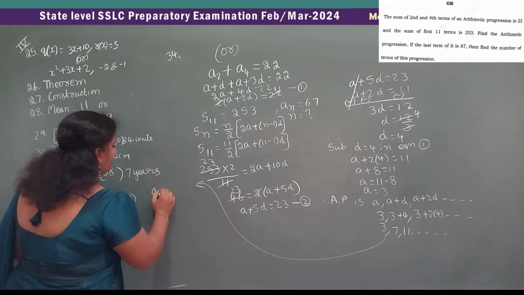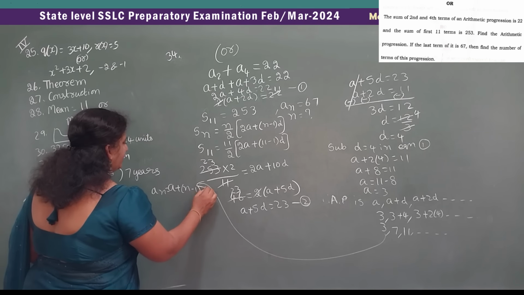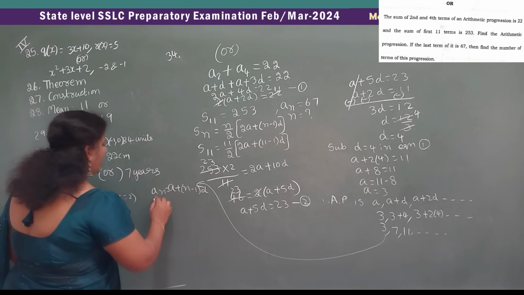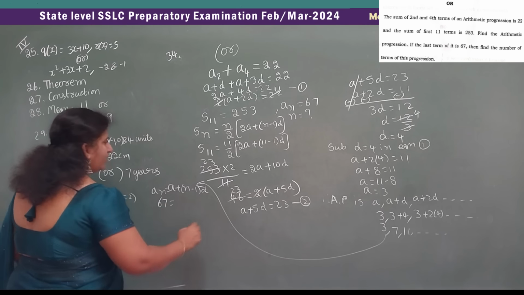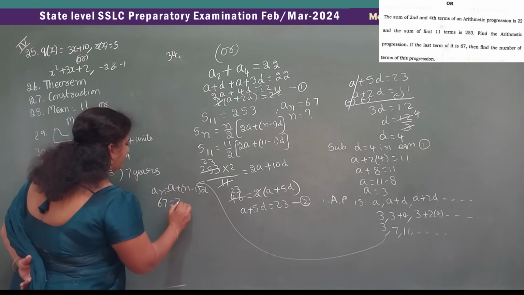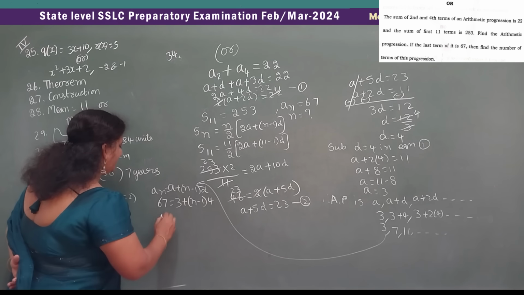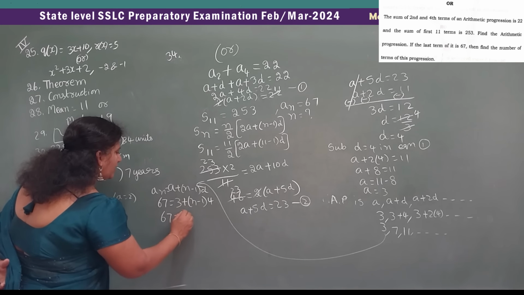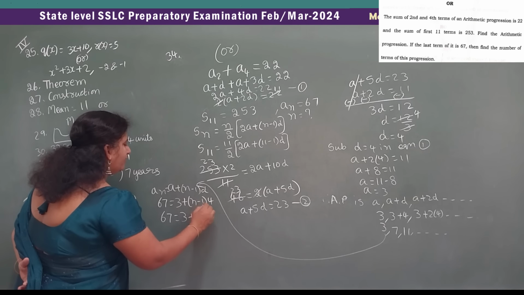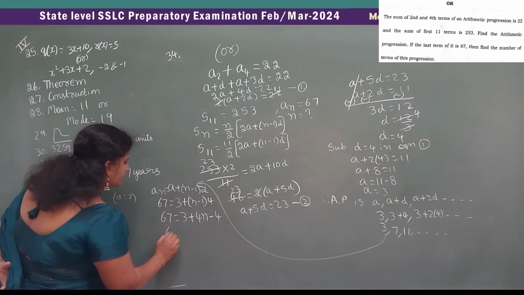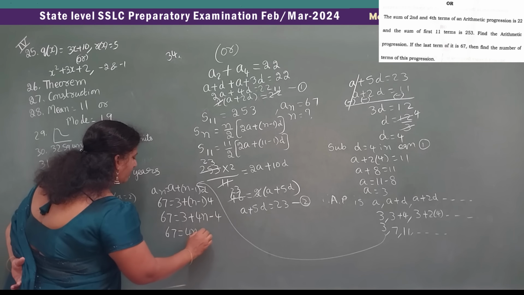What is the nth term formula? a plus (n minus 1) into d. We know the an value, the last term, that is 67, and the a value is 3, and the d value is 4. So 67 is equal to 3 plus 4 into (n minus 1), that is 4n minus 4.